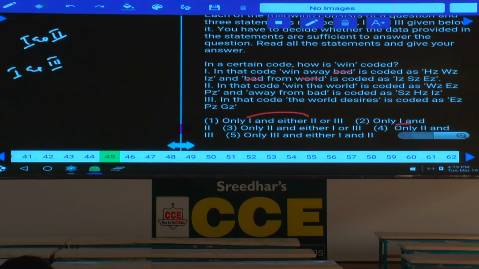World is the word which is common. But whereas win and away are left over like this, hence I cannot get the answer with 1 and 3. Hence choice 1 is ruled out. Then 1 and 2 were done, then 2 and either 1 or 3.